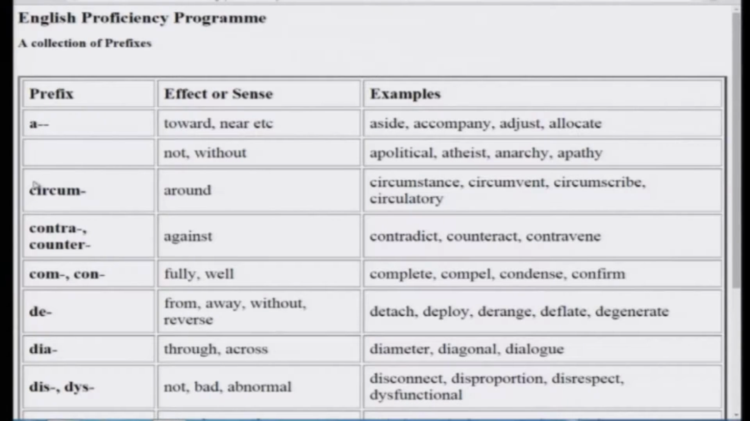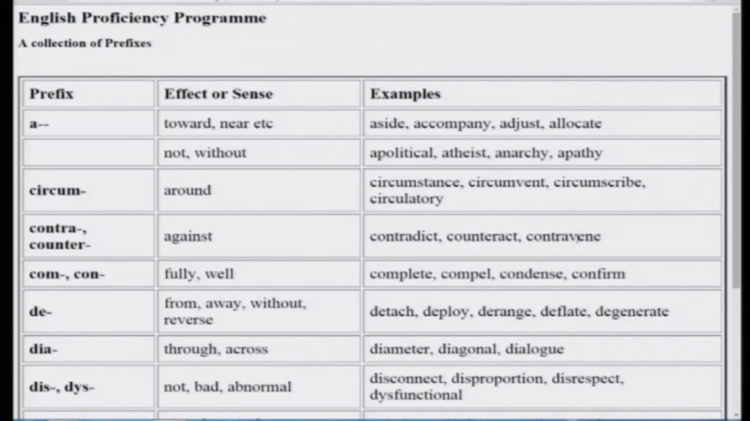Now, another prefix, circum, has the typical meaning of around. Circumstance, circumvent, circumscribe. So, you have a circumcircle also, circulatory. Okay? Contra and counter typically have an against meaning. Okay? It gives something in opposition. Contradict, dict is related to say. Okay? So, if you say something, I say the opposite in order to counter you, then I contradict you. Okay? And if you do something and then I do something else to stop you, then I counteract you.